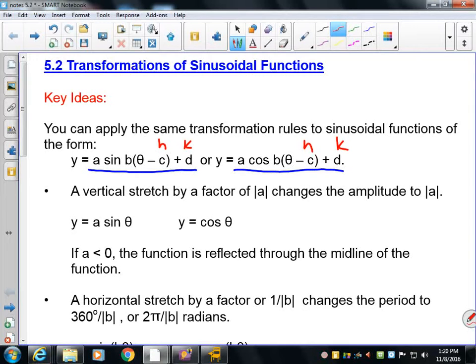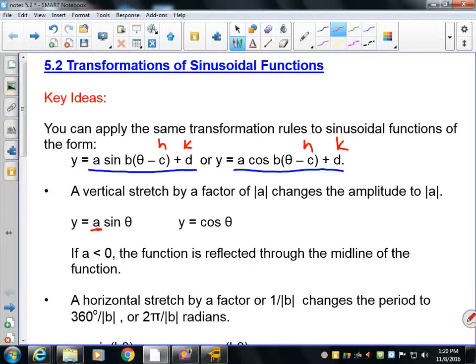So we went through the amplitude when it's out in front. Y equals a sine theta. If a is positive, you're stretching it positively. So if your a was 3, instead of starting at 1, you're going to start at 3 and then go down 3, up 3, if it's cos, right? If it's sine, you'd start at 0 and go up 3, then down 3.